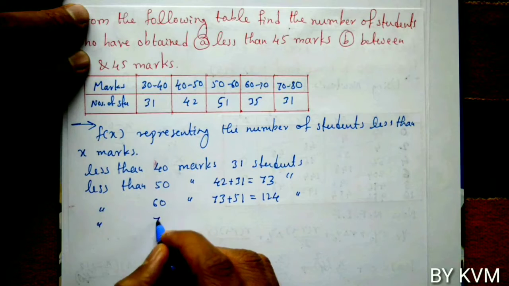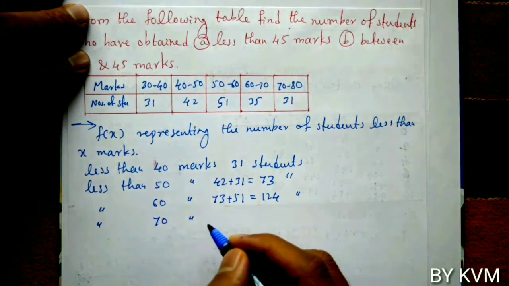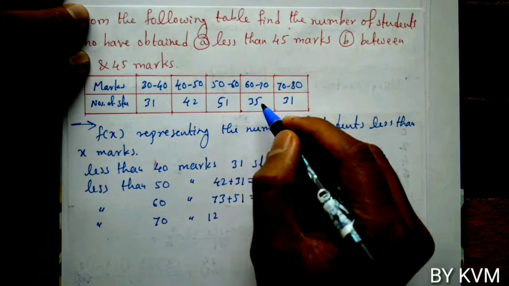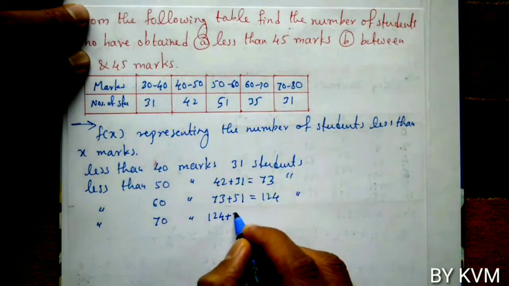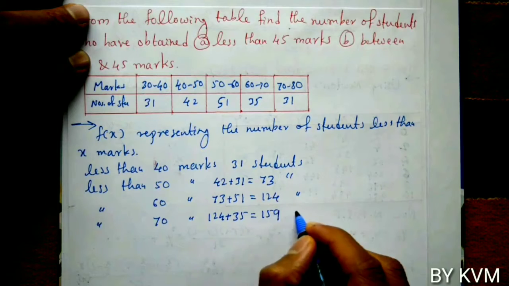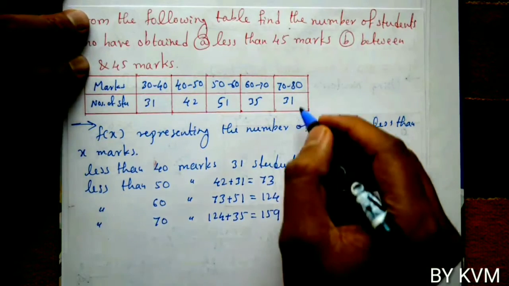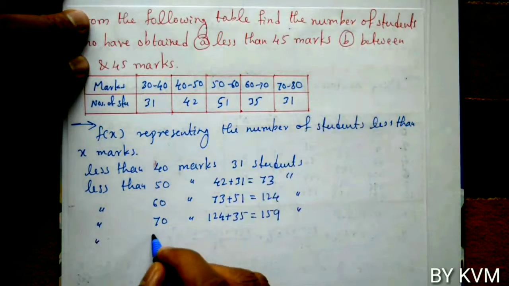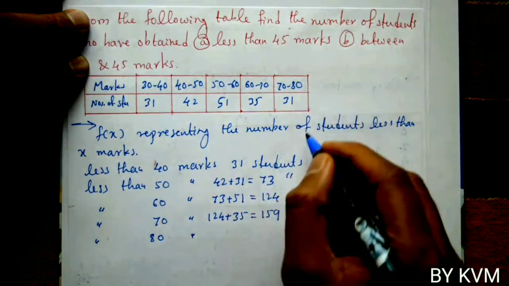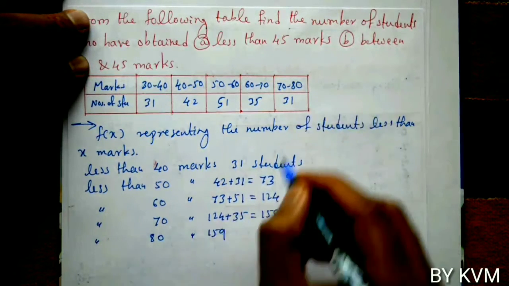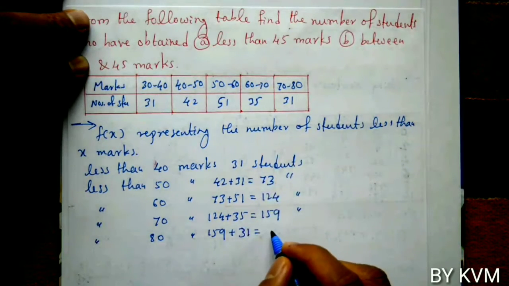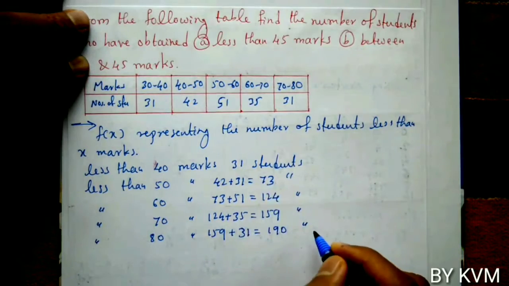Then students who have scored in between 60 and 70 is 35. So students who have scored less than 70, you have to add all the four values, 31 plus 42 plus 51 plus 35, that is 124 plus 35 is 159 students. Then students who have scored in between 70 and 80 is 31, but the students who have scored less than 80 is 31 plus 42 plus 51 plus 35 plus 31, or 159 plus 31, that is 190 students.